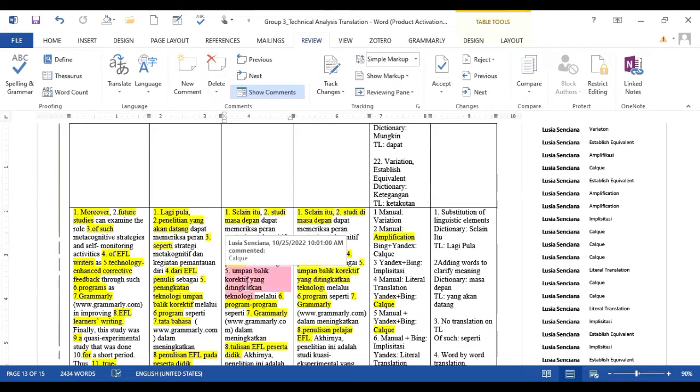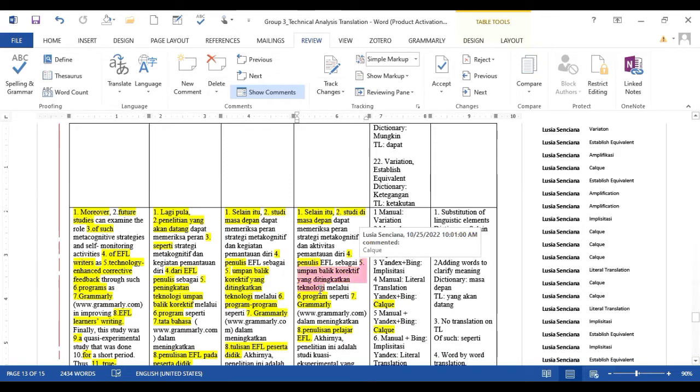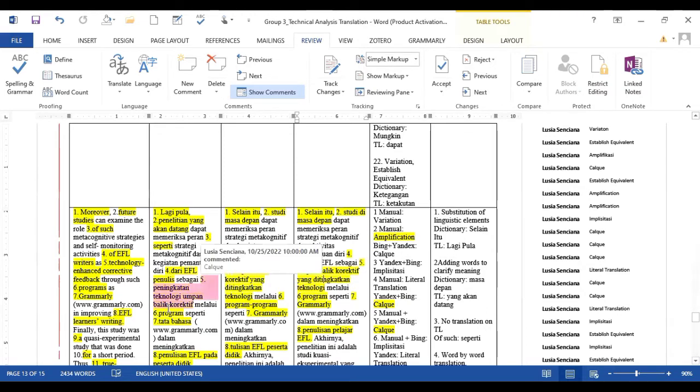It is a calque, also calque, and in Bing umpan balik korektif yang ditingkatkan teknologi. It is a calque, but different meaning. The process of translation in calque is same. In the manual, Bing or Yandex, there is same technique calque, but the meaning is different. In here peningkatan teknologi umpan balik korektif, but in here umpan balik korektif yang ditingkatkan teknologi. There is same calque but different meaning.